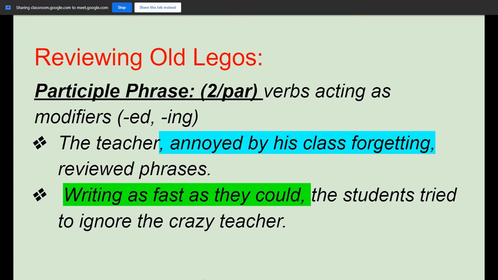So the teacher, annoyed by his class forgetting reviewed phrases. Okay, annoyed is a verb, and when we say the teacher annoyed, it's a verb used to describe the teacher. Or we could say, writing as fast as they could, the students tried to ignore the crazy teacher. So remember that participle phrase we could put in at the start of the sentence, in the middle of the sentence. We're just going to use it to describe something, and we're going to use that verb phrase, whether it's past tense or present tense, whether it's with the ed or ing, and use that to help us get a couple more phrases in there.